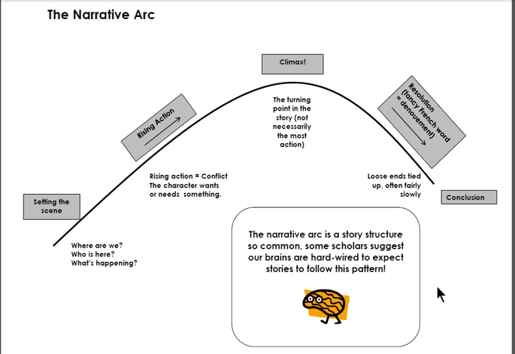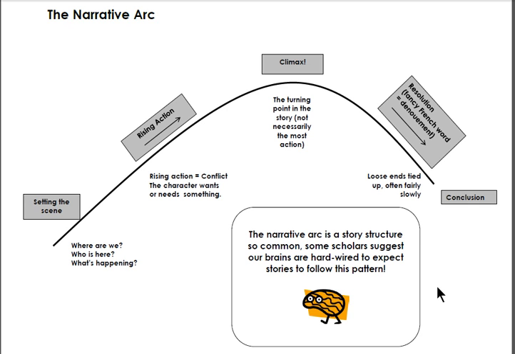I said the narrative arc is a story structure that's so common, some scholars suggest our brains are hardwired to expect stories to follow this pattern. And even in movies like Pulp Fiction that play with time, conceivably the movie starts at the end of the movie. But if you take a close look at that film, it still follows the narrative pattern, or the narrative arc, even though there are variations in the time and the writer plays with it.